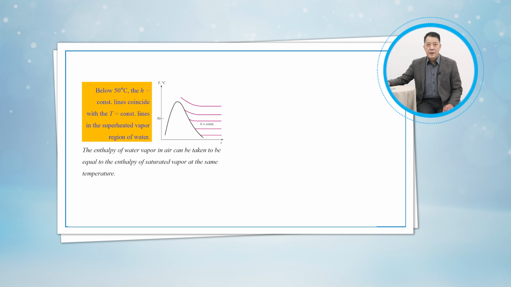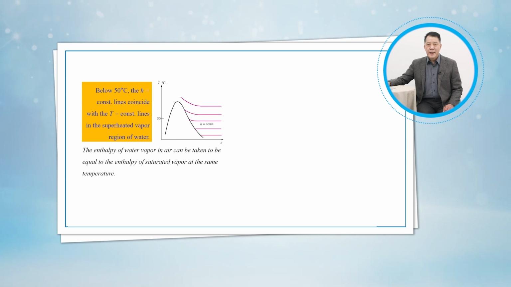selected. Since water vapor is an ideal gas, the enthalpy of water vapor is a function of temperature only, that is, H equals H(T). This can also be observed from the T-S diagram of water given in the figure, where the constant enthalpy lines coincide with constant temperature lines at temperatures below 50 degrees centigrade.